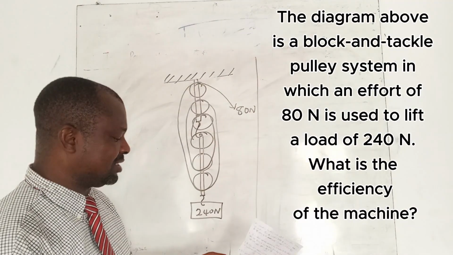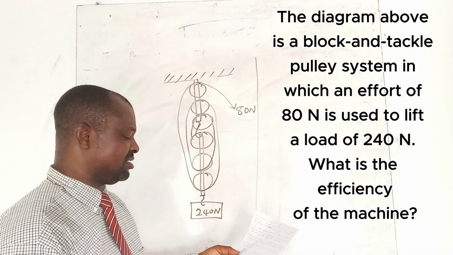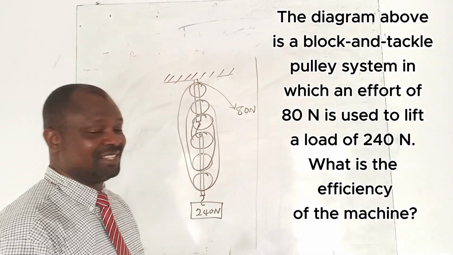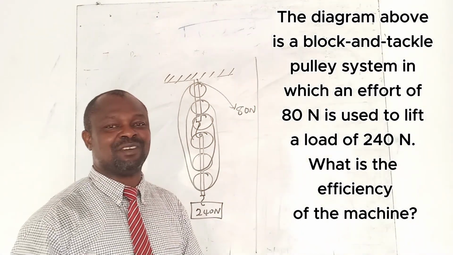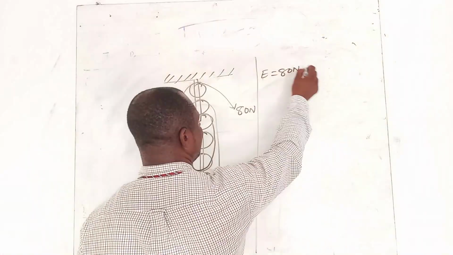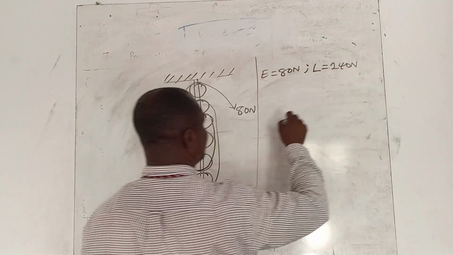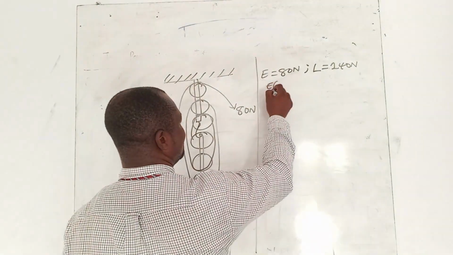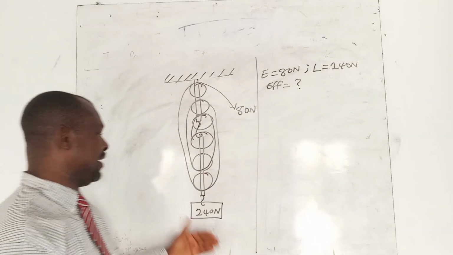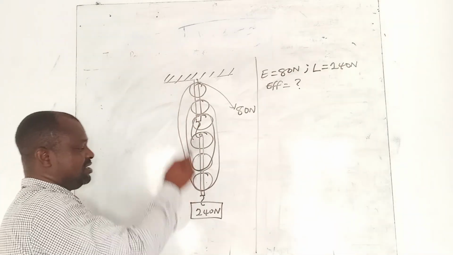Yes, this is the diagram. The diagram above is a block and tackle of a system of pulleys in which the effort of 80 newtons is used to lift a load of 240 newtons. What is the efficiency of the machine? This is a very cheap question. Effort 80 newtons, load 240 newtons. What is the efficiency? We want to calculate the efficiency. This is a block and tackle. I said it earlier. Look at the diagram properly. We have 1, 2, 3, 4, 5, 6 pulleys.